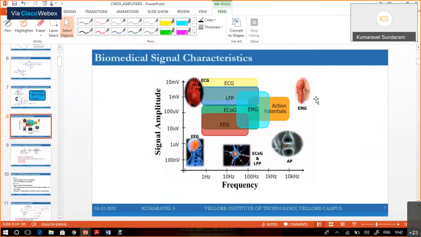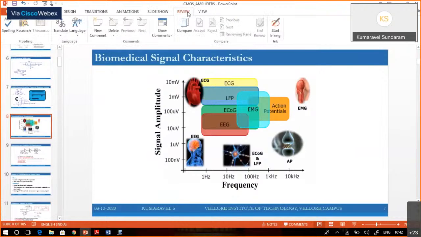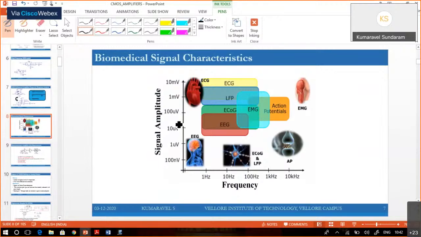So we need to understand the characteristics of biomedical signal. The characteristics are shown in this diagram. If you observe, the signal amplitude of biomedical signal ranges from a few nanovolt to a few millivolt, and the frequency is up to 10 kilohertz. Right? So we need to process this signal.